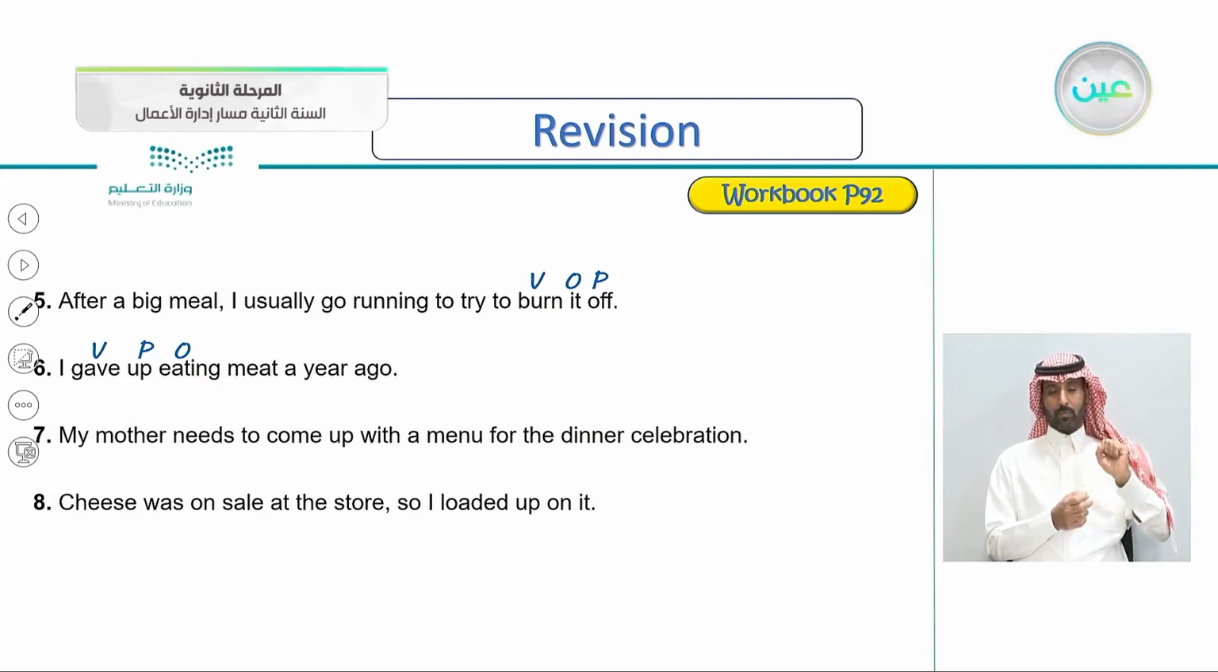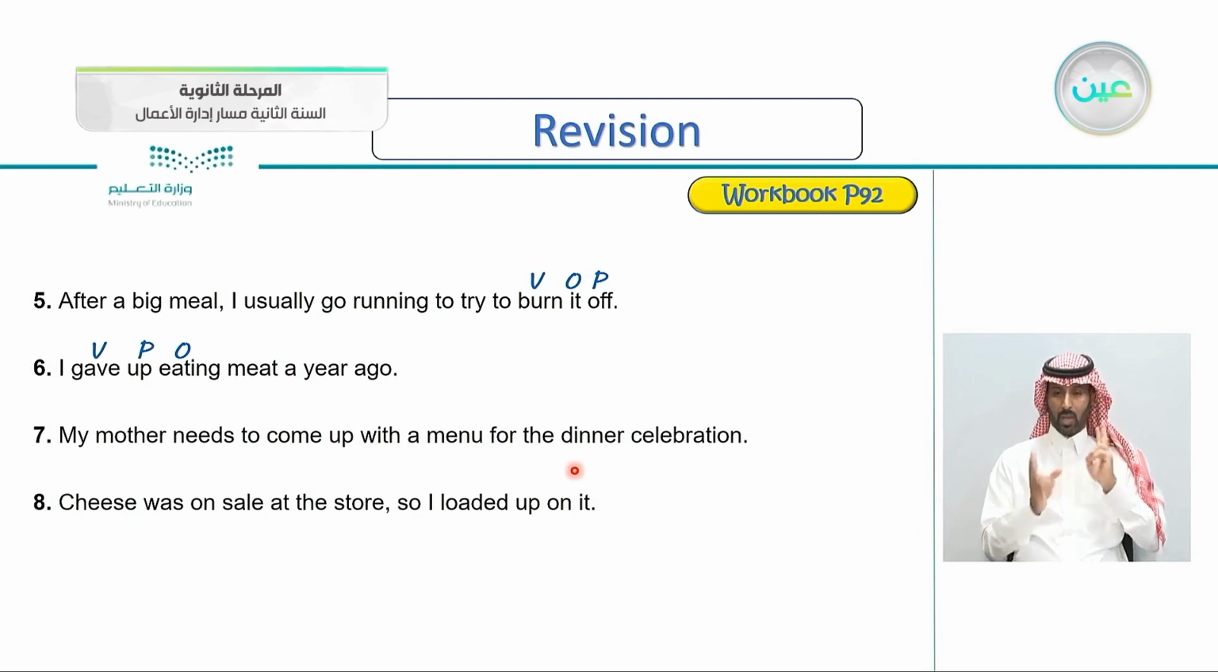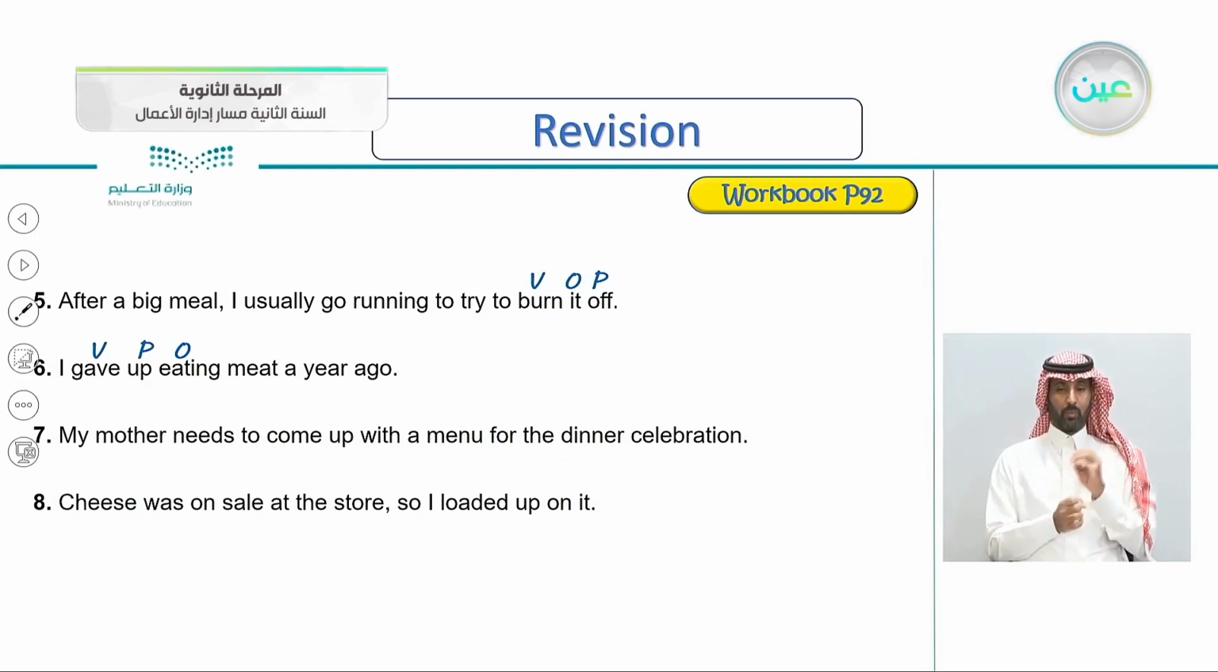Number seven, my mother needs to come up with a menu for the dinner celebration. Come up with is the phrasal verb, of course. Can you tell where's the verb, where's the particle, the object, and if there is a preposition? So let's see the correct answer here. Come is the verb, up is the particle, with is the preposition, and menu is the object.